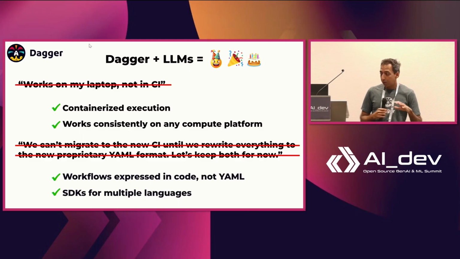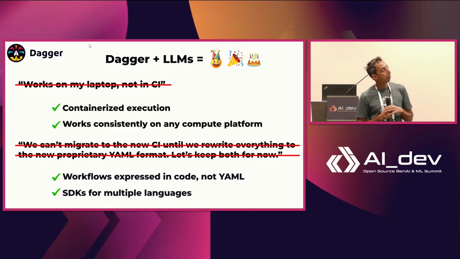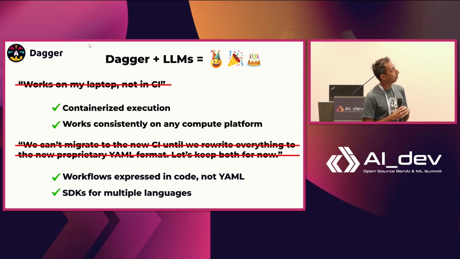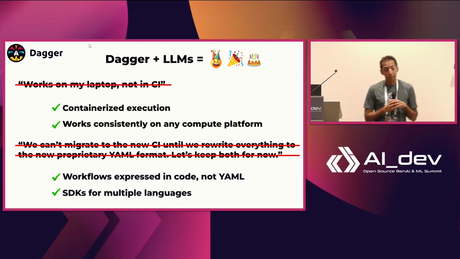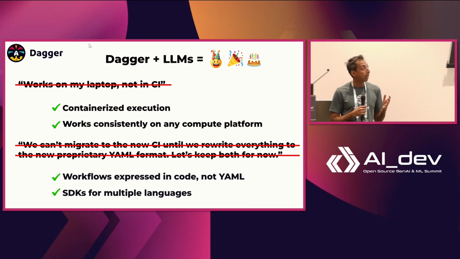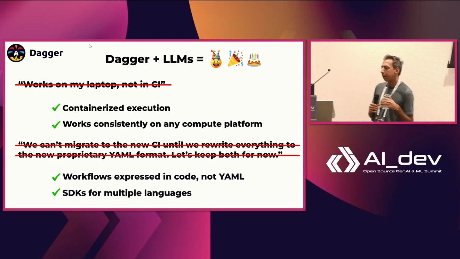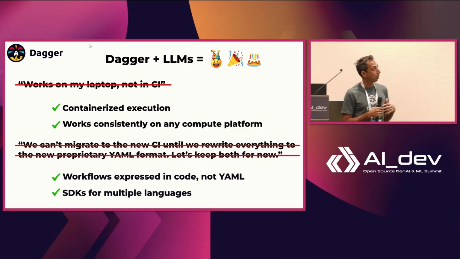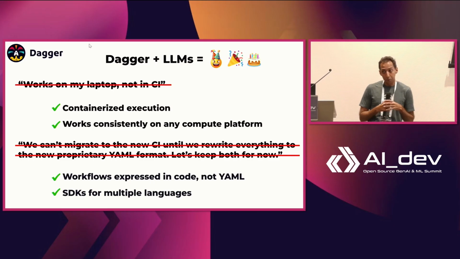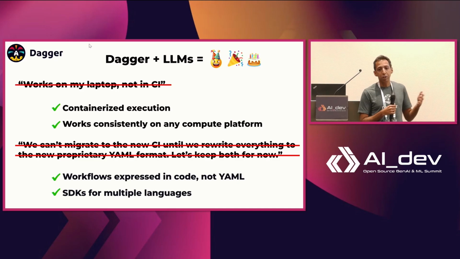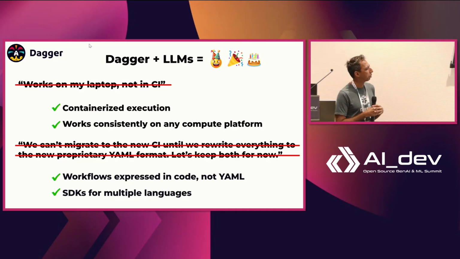Just going back to the four problems, to recap a little bit. We talked about the works on my laptop problem, and Dagger solves it with containerized workflows, which work consistently everywhere. We talked about the migration problem. With Dagger, your workflows are expressed in code. They're not expressed in YAML. So if you're switching from one provider to another, you don't need to learn a different provider's dialect of YAML or put in a lot of effort in that migration, because you will simply call a Dagger function. You will just trigger it in a different way, but you're calling the same function. And the function encapsulates all the business logic you need for your workflow.